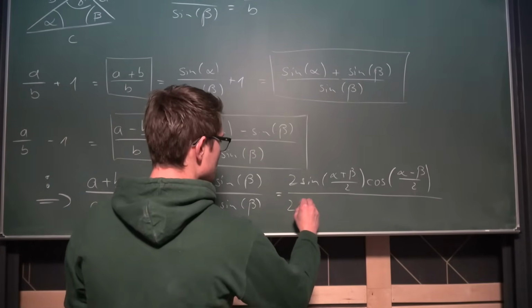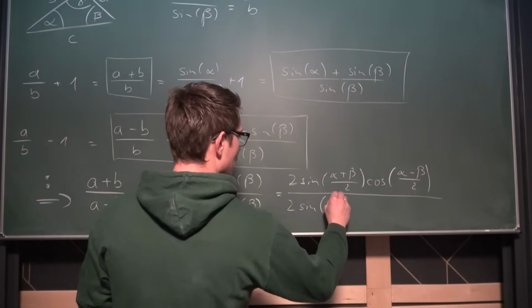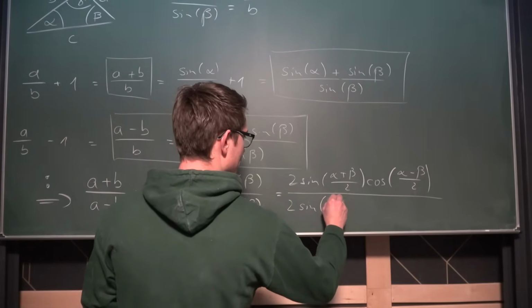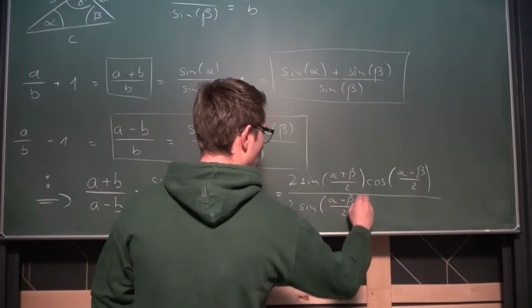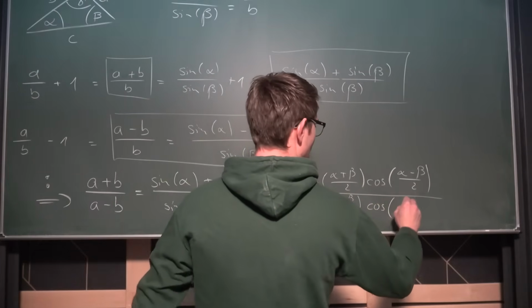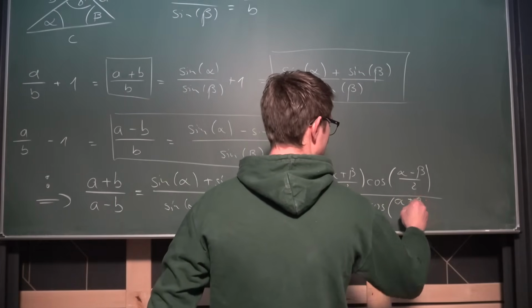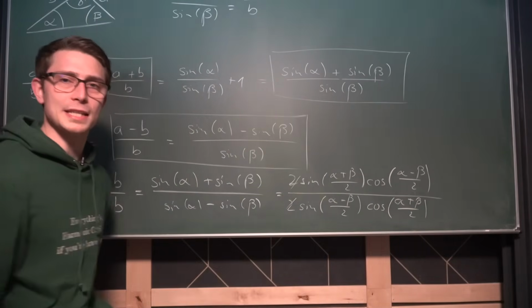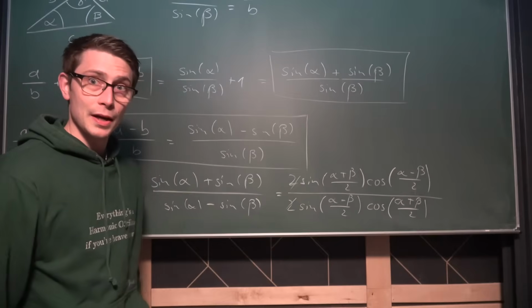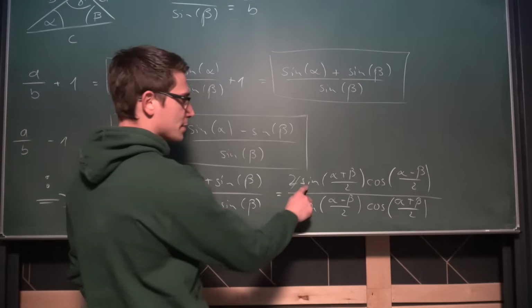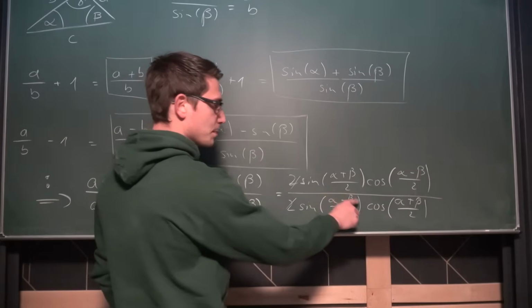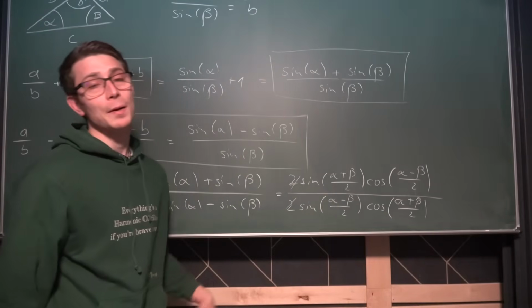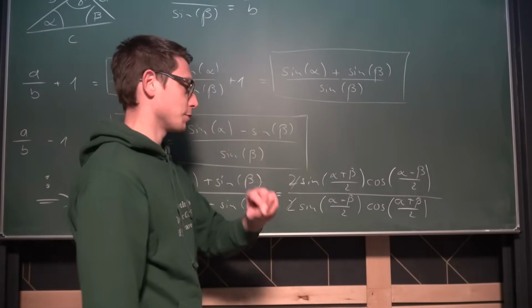So we are going to get 2 times the sine of, and this time alpha minus beta over 2 times the cosine of alpha plus beta over 2. Now the 2 and the 2 are going to cancel out, and here's where the magic is going to happen. Now you might notice something. We have sine of blah blah blah divided by the cosine of blah blah blah. By definition, this is just the tangent of the blah blah blah.